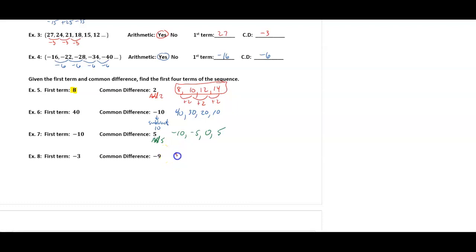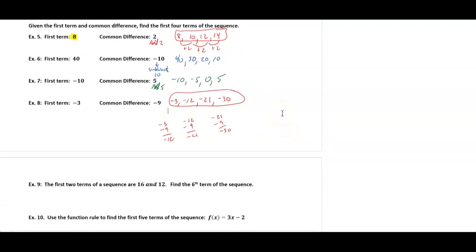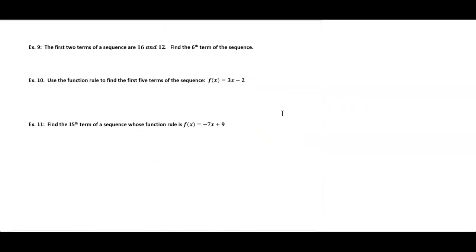Then example 8, starting with negative 3. Now when I go down 9, negative 3 minus 9 would be negative 12. Then I'm going to do negative 12 minus 9, which is negative 21. Then I'm going to take negative 21, subtract 9, I get negative 30. And that would be the first 4 terms of that sequence. So understanding how to recognize an arithmetic sequence, right, is critical.